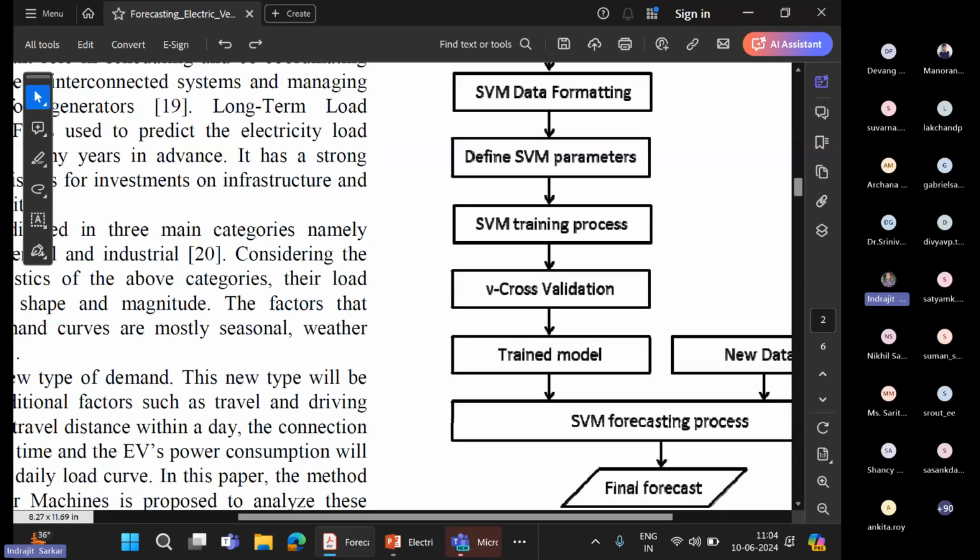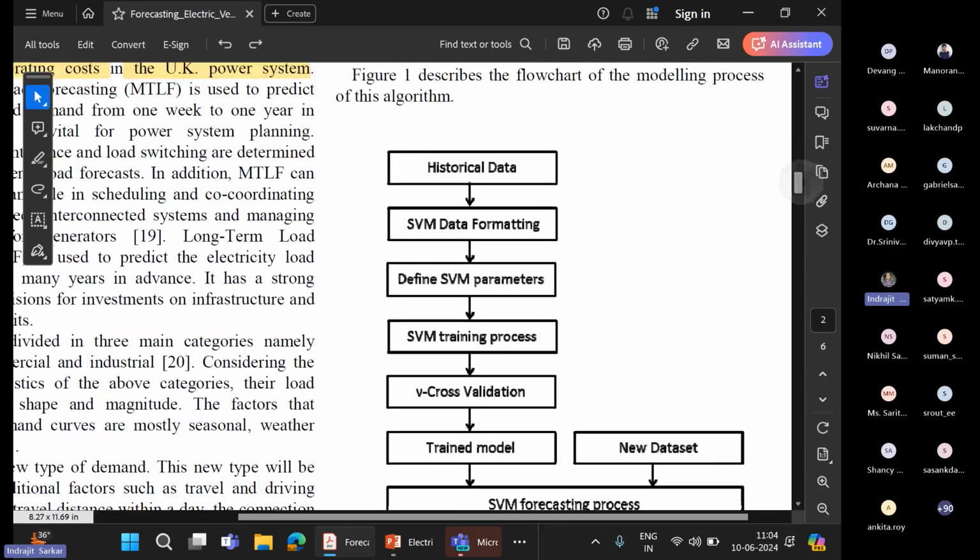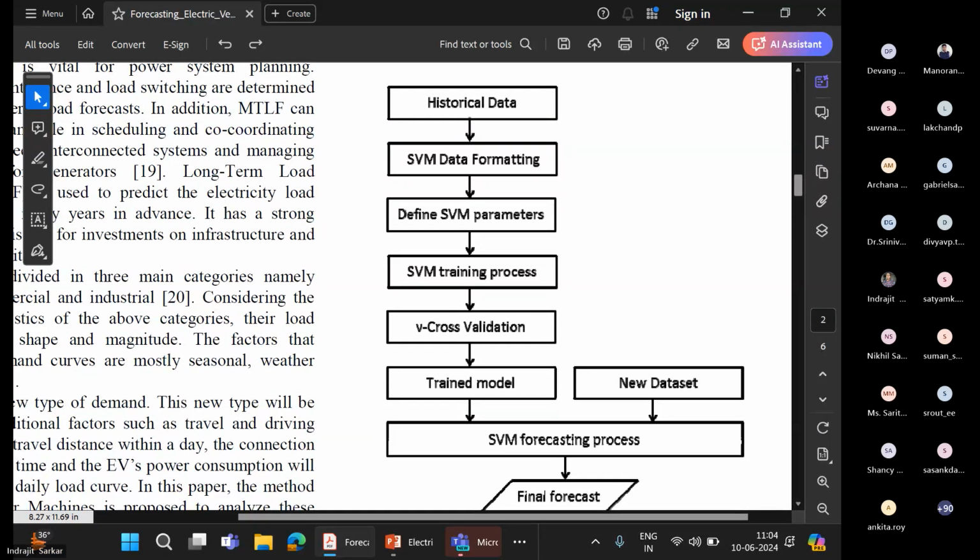Now you see here how it works. This is the flow chart. First you need historical data as the input. Then you format that data suitable for the support vector machine algorithm, then define the SVM parameters, then the training process is initiated, then you cross validate, and then train the model. These are the steps you have to follow.